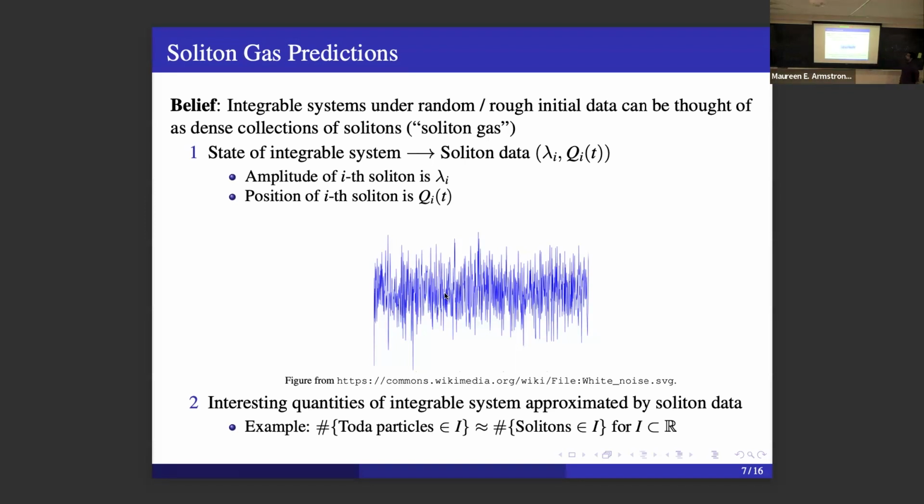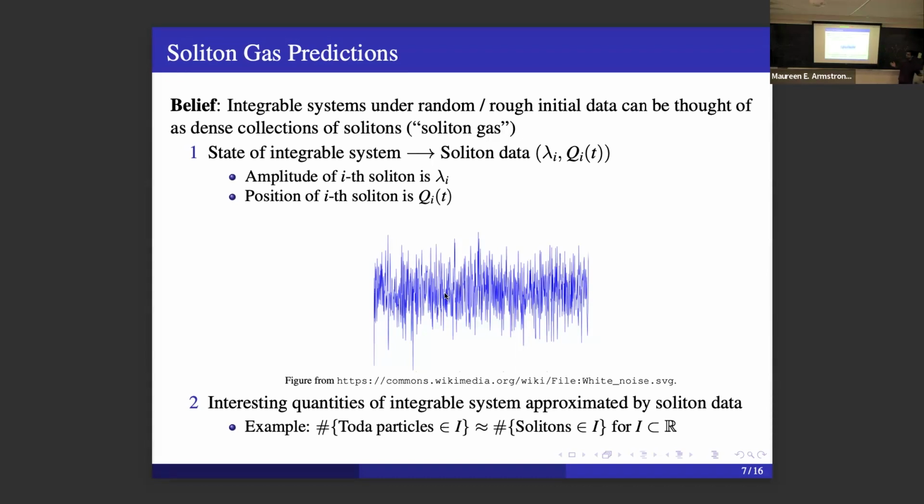So one is that you can just cook up some definition of what these solitons are, superimposed to form your initial data. The second is that this is useful. You have many quantities of interest for your original integrable system, and the claim is that most of them, or basically all of them, can be approximated by the soliton data.